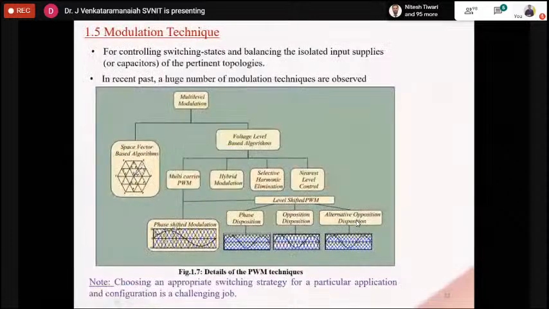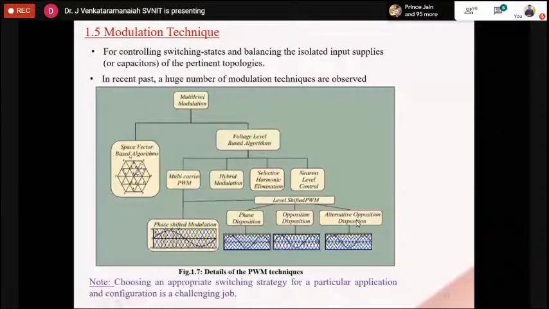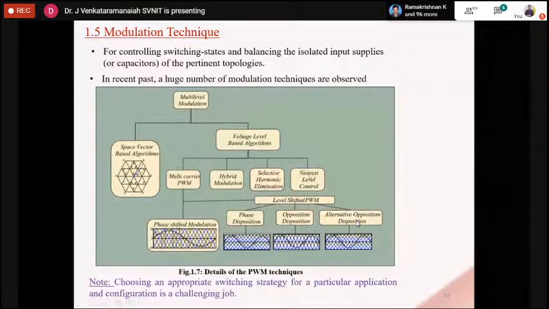It is very important to know about modulation techniques, for controlling switching states and balancing of isolated input supplies or capacitors, as sometimes we may use capacitors also. We have to know which modulation technique is suitable from the application point of view as well as the topology point of view. We have many modulation techniques: space vector modulation, voltage level algorithm based techniques, multi-carrier PWM, hybrid modulation techniques, selective harmonic elimination (SHE) techniques, and the nearest level control technique.